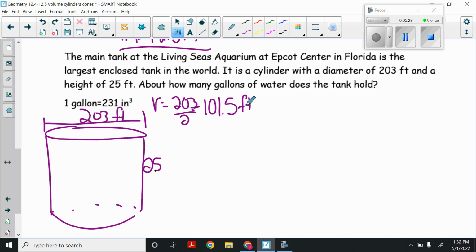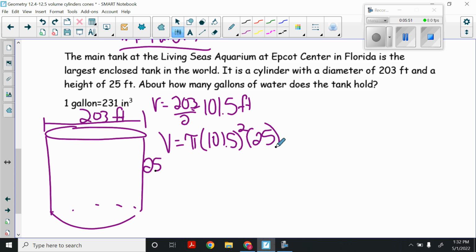I can go ahead and change everything into inches now, or I can go ahead and find cubic feet and change my cubic feet to cubic inches. So I'm going to show you how to change cubic feet to cubic inches. So the volume is pi times my radius, 101.5 squared, times my height, 25.